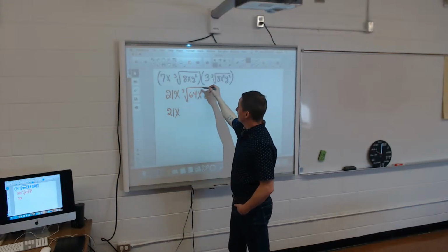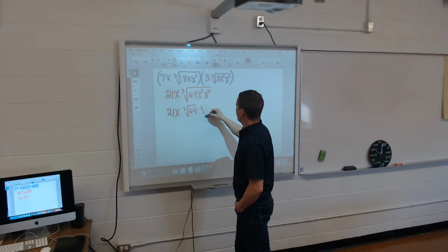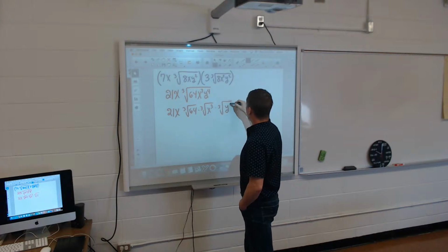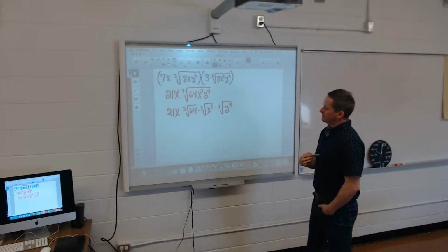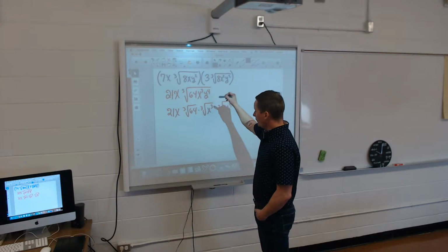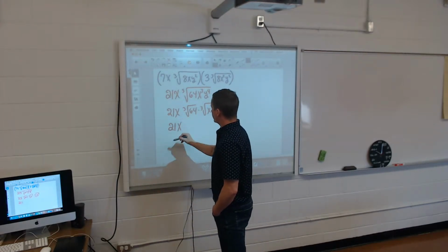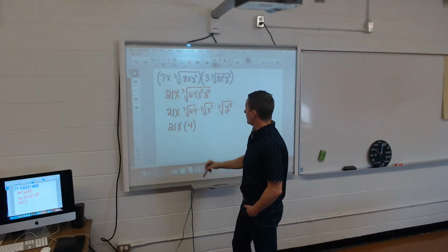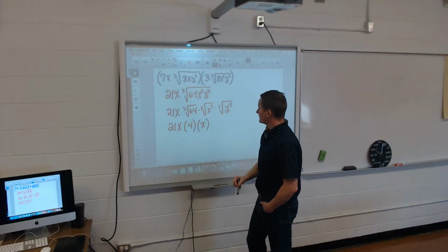Now I need to break this down. So I've got cube root 64 times cube root x cubed times cube root y to the 4th. Now again, I don't necessarily have to do this, but in my own mind, I see that it looks a lot sharper, it looks a lot cleaner when I break it into its individual components. So again, I've got 21x here. Cube root of 64 is 4. The cube root of x cubed is x.